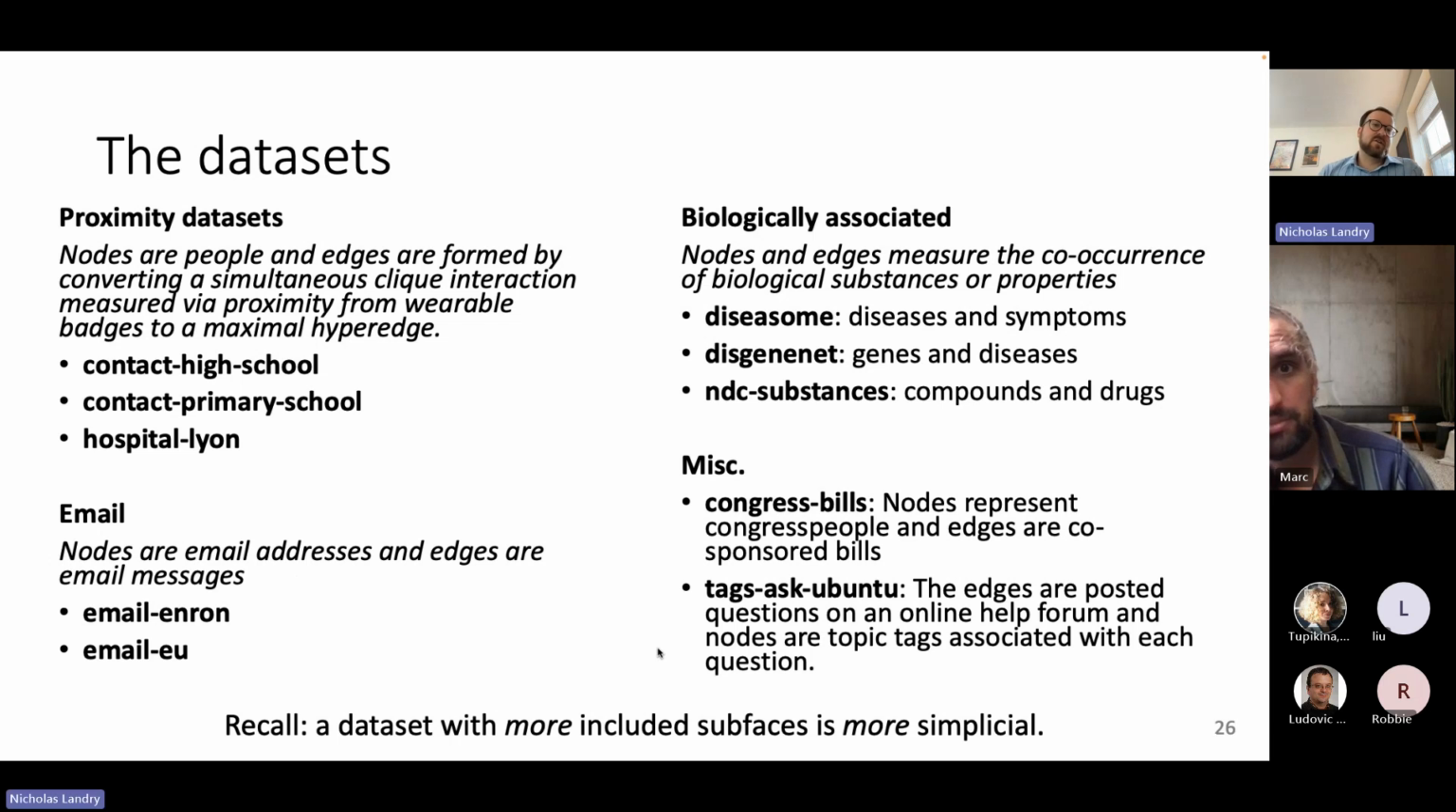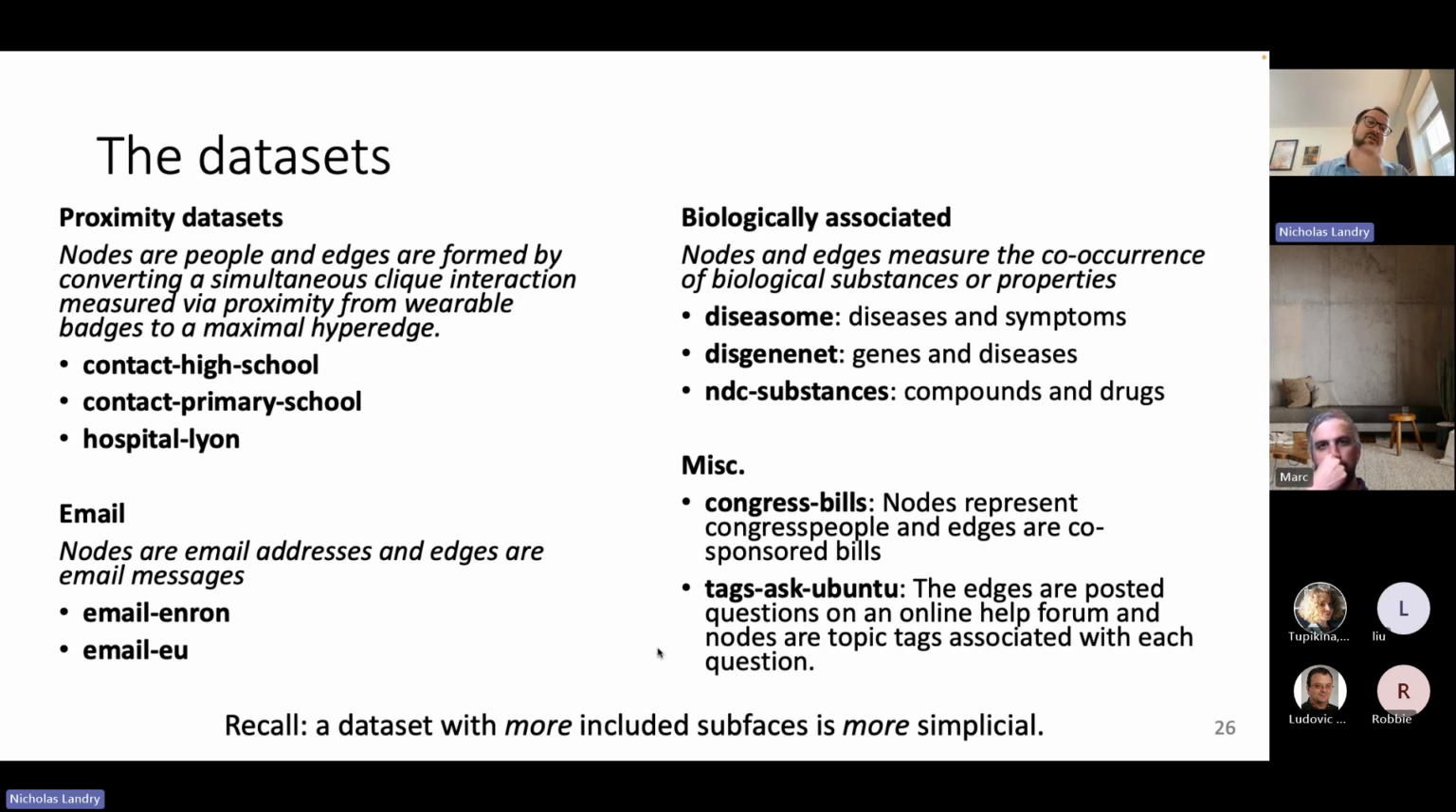Okay. So I want to walk you through the data sets that we use. And so we consider 4 basic categories. First are the proximity data sets, where nodes are people who are wearing RFID badges. And if they get close to one another at a given time, then you'll have a link form between them. And if I have at the same time cliques between a group of people, I convert those cliques into a hyperedge. Okay. And so these data sets are in the high school, in a primary school, and in a hospital.